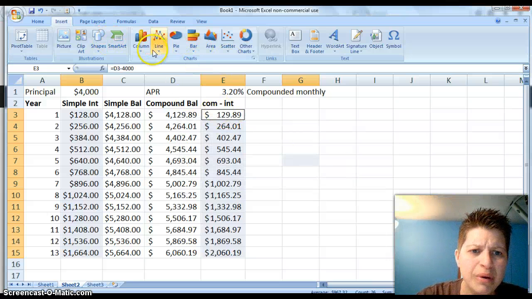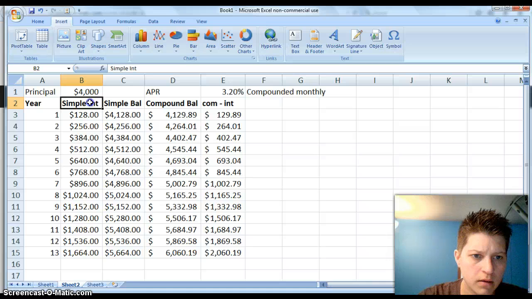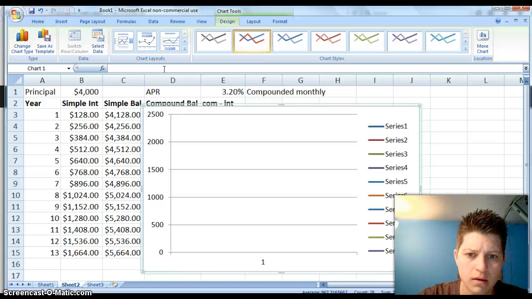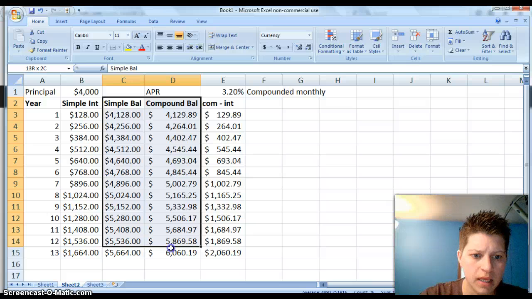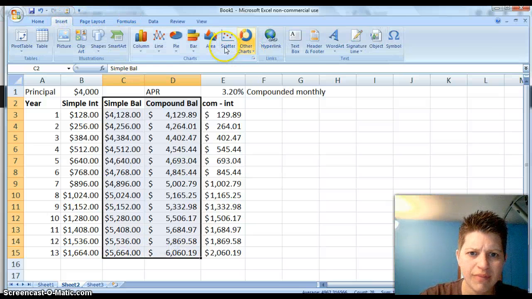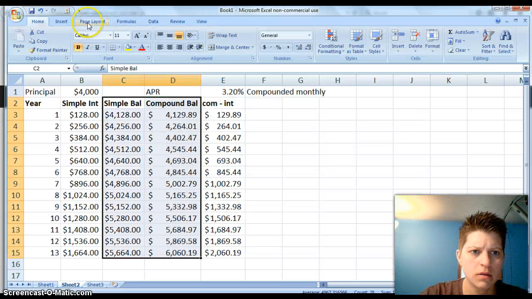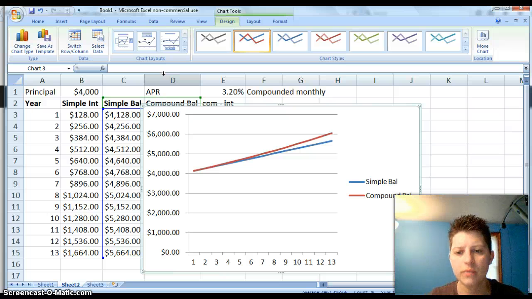Some chart types can be combined with other chart types. What? I don't understand what they're saying. Obviously, I didn't try this before the video, but I've done this before and it worked out okay. There we go. No, that is not what I'm looking for. Delete. Well, you can graph these. I'm not sure why it won't let me. Maybe it's because they're in two different spots. That looks horrible. Goodness gracious. I am using Excel 07, which we could blame that.